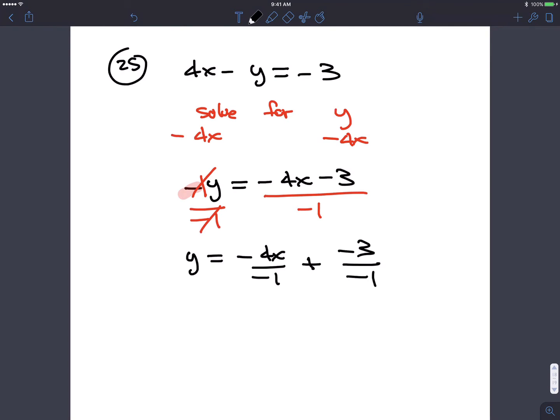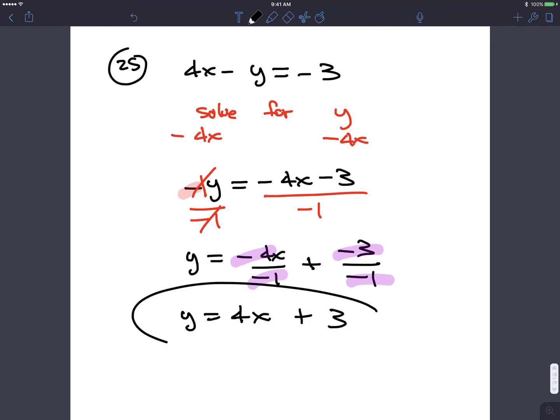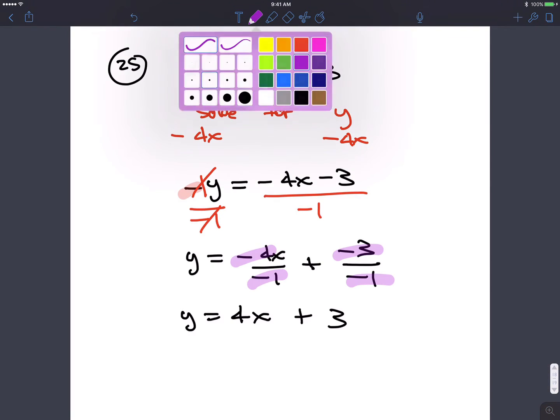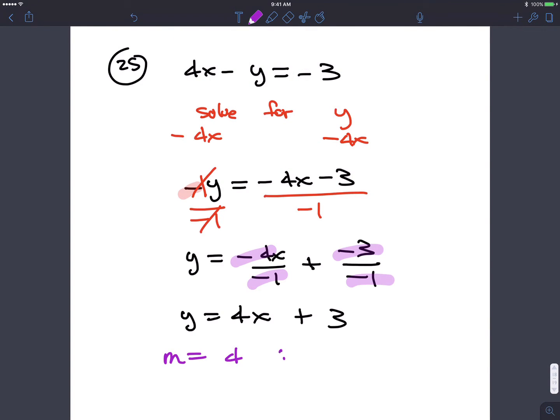Now, let's focus on the fractions here. Negative 4 divided by negative 1 is positive 4. And then I have a negative 3 divided by a negative 1. That gives me positive 3. So this is 4x plus 3. That means our slope is 4, and our y-intercept is 3. Here's my m value, here's my b value. Now remember, if a slope is a whole number, divide by 1, so we now have a run. Let's graph.